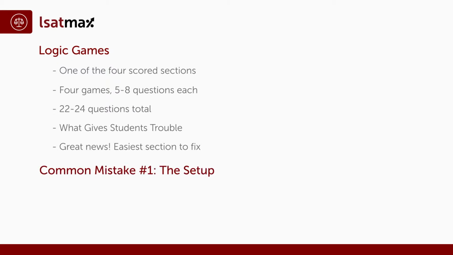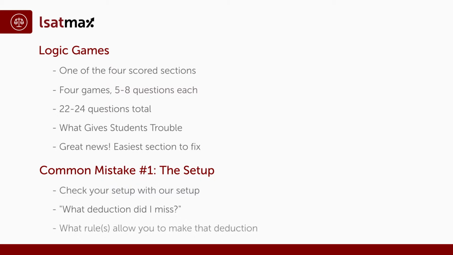First is the setup. Obviously, if you're able to set the game up, make the deductions, going through the questions afterwards is not difficult. The key again comes down to making the setup and doing the setup properly. So what you want to do as you go through the games is, when you review them, check your setup with our setup. You want to ask yourself, what deductions did you miss? And if you miss a deduction, you really want to pay attention to what rule or what combination of rules allowed me to make the deduction that you missed.